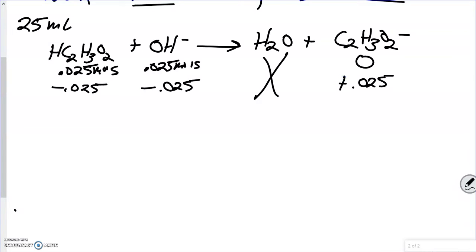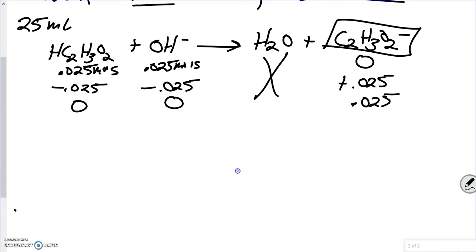which means what we're left with in the solution is nothing more than the conjugate base. Okay, all of the acid's gone, all of the base is gone. All that's left is this guy, the conjugate base, which is the acetate ion. So now what we have to go back and look at is determine, does that ion affect the pH of the solution? And in fact, it does.